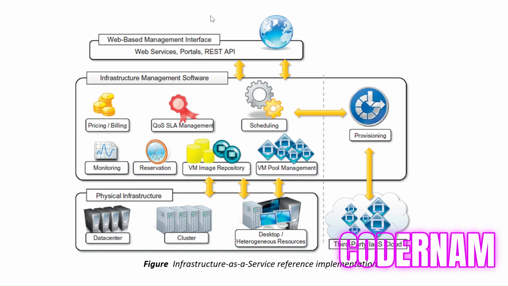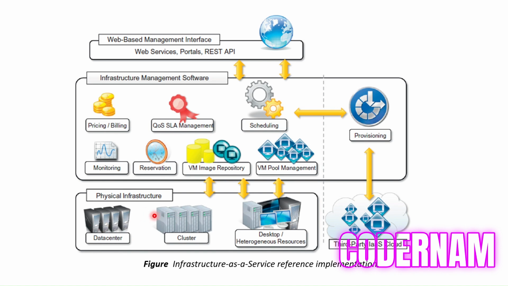So this diagram represents a comprehensive view of cloud infrastructure management, showcasing the integration of physical infrastructure, virtualization management, and user interface. So first it comes the physical infrastructure layer. This is the foundation layer that consists of hardware resources such as data centers, clusters, and desktop or heterogeneous resources. So what do you exactly mean by data center? Large facilities housing physical servers and storage devices compose the data center.